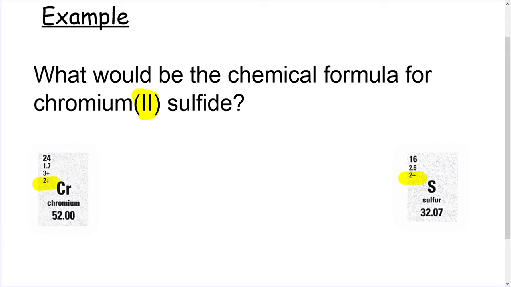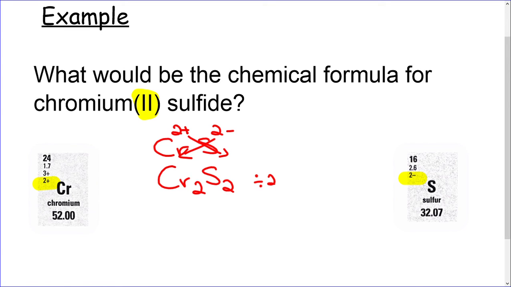Sulfur only has one. It's in group 6 going down the list, so we know that it needs to take in 2 extra electrons. If I were to write this out, I'd start off with my symbols first. So Cr and S, and we'd write the charges above each one, 2 plus, 2 minus. We're going to cross them over, and so I'm going to have Cr2S2. Notice that I have 2 and 2 here, so I can divide by 2 and reduce it. So I'm really going to have CrS. That would be my formula for chromium sulfide, or chromium 2 sulfide.